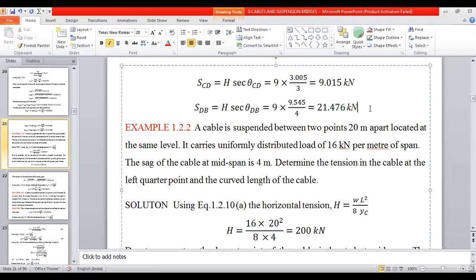So this is the one example of cable segmented. The supports are at different levels.